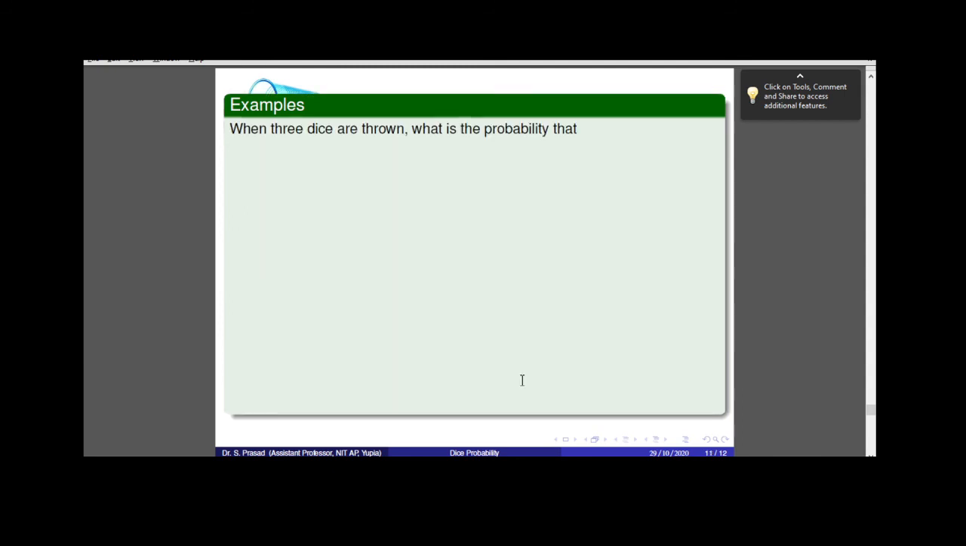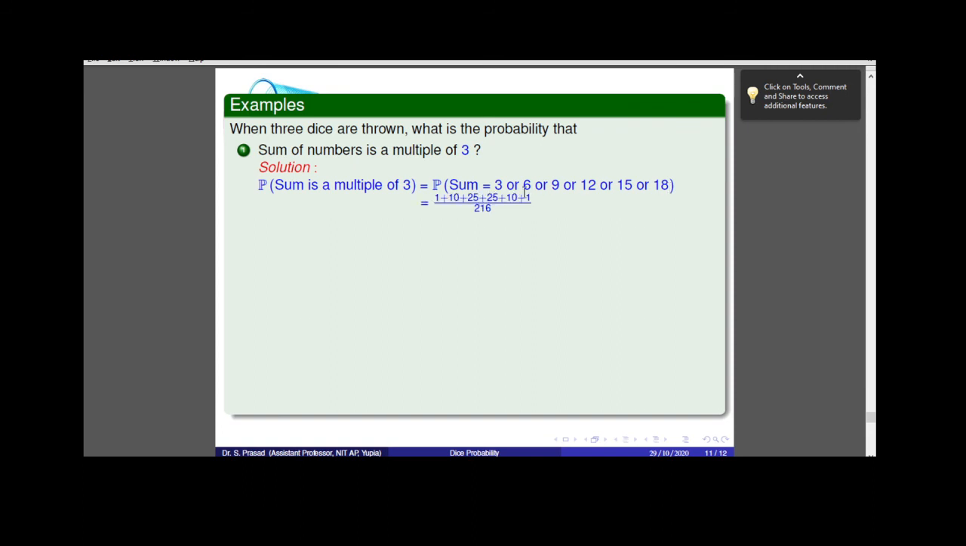And now we move to the next question. When 3 dice are thrown, what is the probability that the sum of the numbers is a multiple of 3? Here the solution: the sum is equal to 3 or 6 or 9 or 12 or 15 or 18. Why do we not take 21? Because the maximum sum for 3 dice is 18. So that's why we stop here.